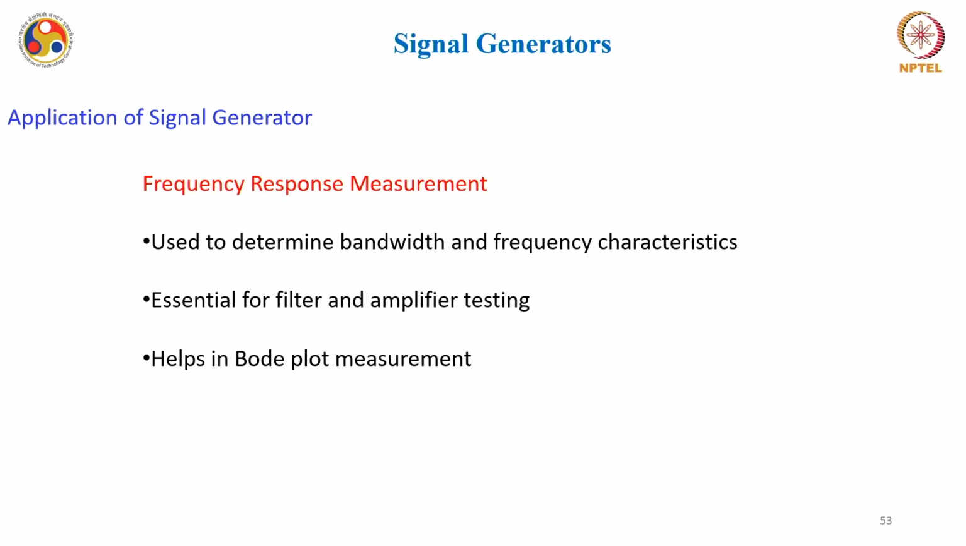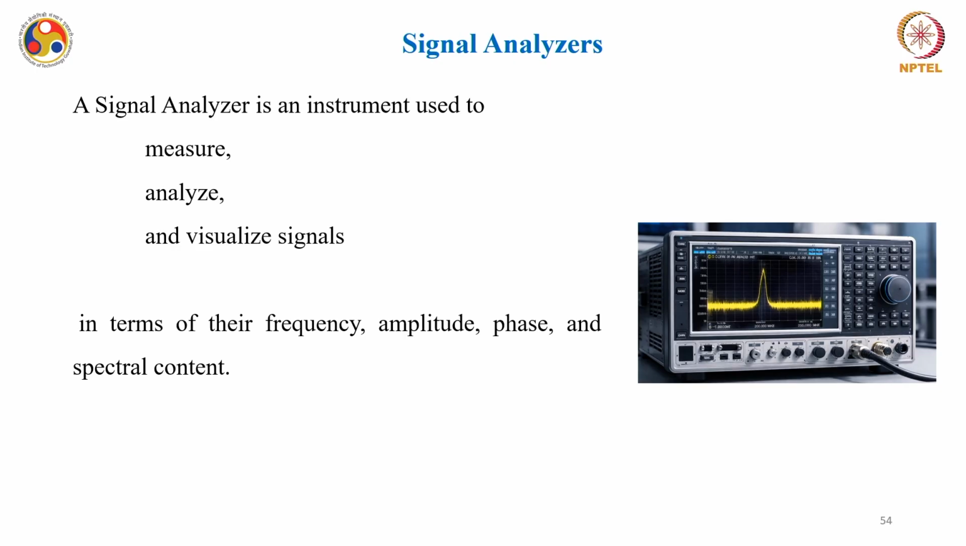Signal generators are also useful in frequency response measurement, and they are used to determine bandwidth and frequency characteristics of different electronic components. They are essential for filter and amplifier testing and help in any Bode plot measurements. So this is how the signals are generated.